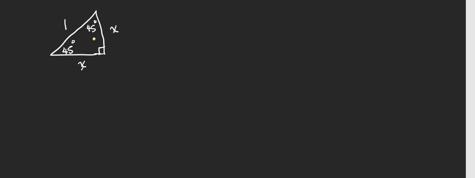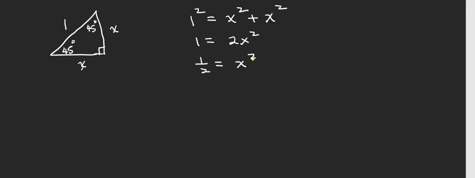Now let's take a look at 45-45-90. And let's say the opposite of 90 has a side length of 1. And you know that since these two angles are 45, their opposite sides are also congruent. Let's call it x. How do you find the value of x? We could apply the Pythagorean Theorem. So 1 squared equals x squared plus x squared. So you get 1 equals 2x squared. 1/2 is equal to x squared.